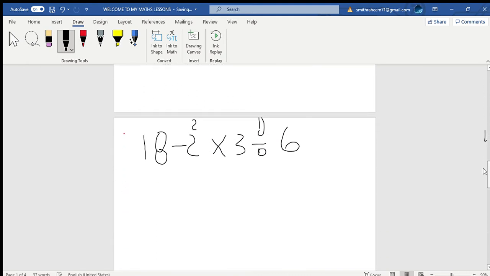Alright, so the order of operations: 2 squared, which is 4, and we're gonna subtract this from the 18, and then we're gonna multiply it by 3 divided by 6.